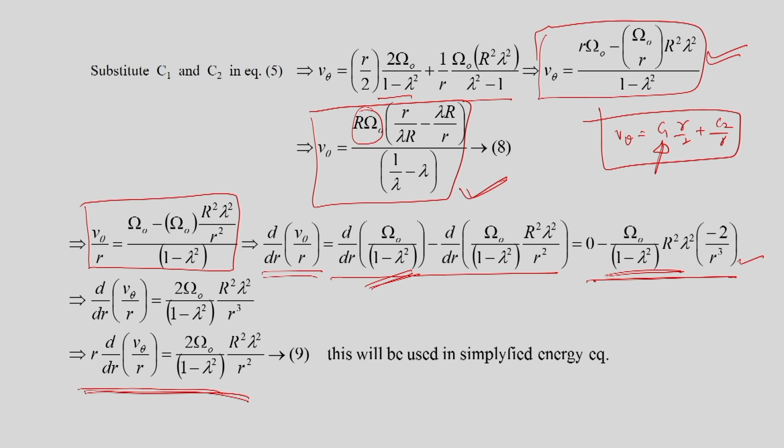Now, if you take one r to the left hand side, we have r d by dr of v theta by r is equal to 2 omega naught r square lambda square divided by 1 minus lambda square small r square. So, this we may be using in the simplified energy equation. So, that we are going to do now. We are doing it in advance because I know this is required for solving the energy equation. This term appears in the viscous dissipation term.